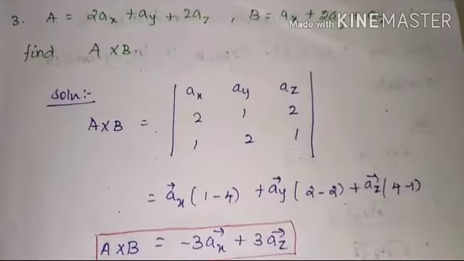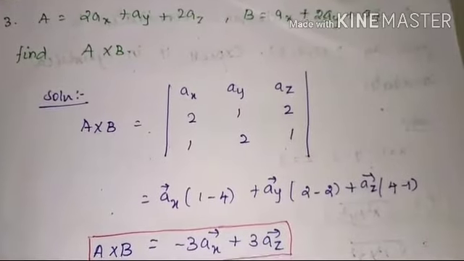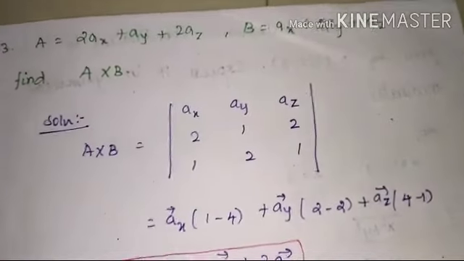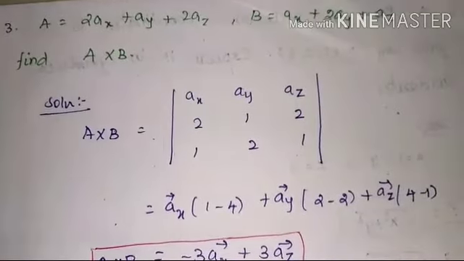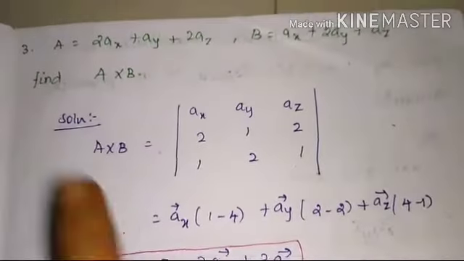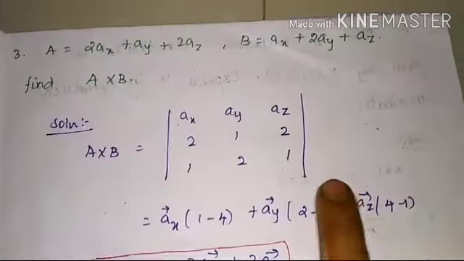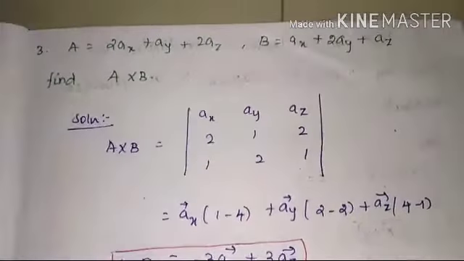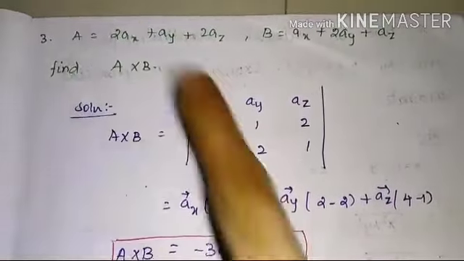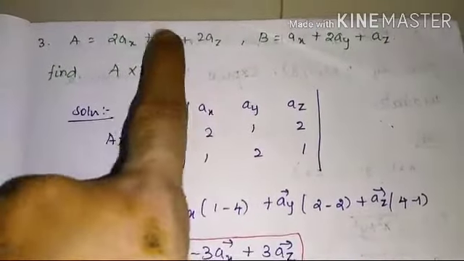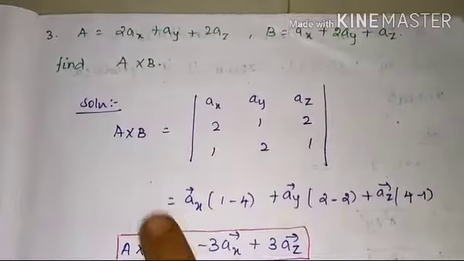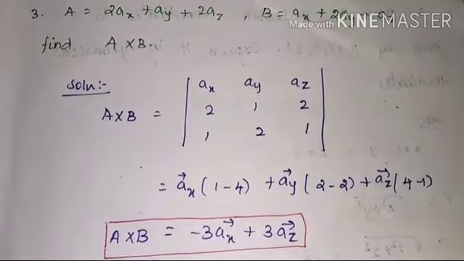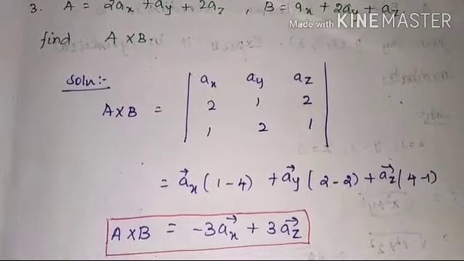See the third question. A is equal to 2ax plus ay plus 2az. B is equal to ax plus 2ay plus az. Find A cross B, right? A cross B, in the sense we have to make one determinant, right? ax, ay and az as our first row. Then substitute the coefficients of the first vector in the second row. So 2, 1 and 2. These are the coefficients of the first vector. Then coefficients of the second vector should be in the third row. That is 1, 2 and 1.